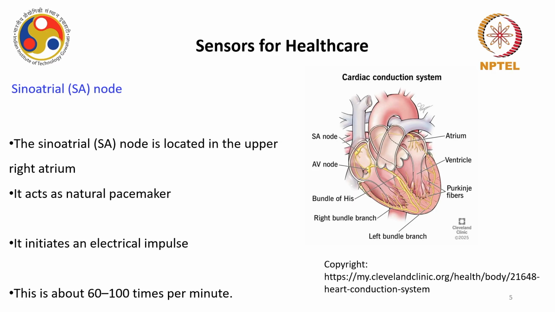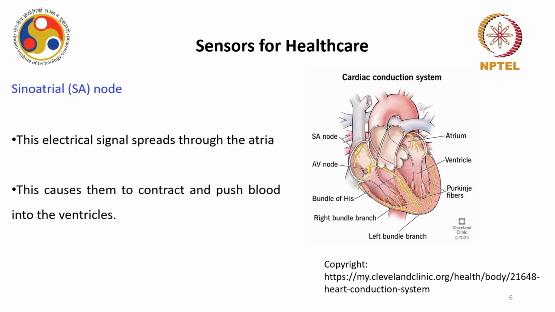The SA node is located in the upper right atrium, as shown in this figure. This node acts as a natural pacemaker, and it initiates the electrical impulse. This impulse is generated about 60 to 100 times per minute. This electrical signal which is generated at the SA node is spread through the atria, and this causes them to contract and push the blood into the ventricles.